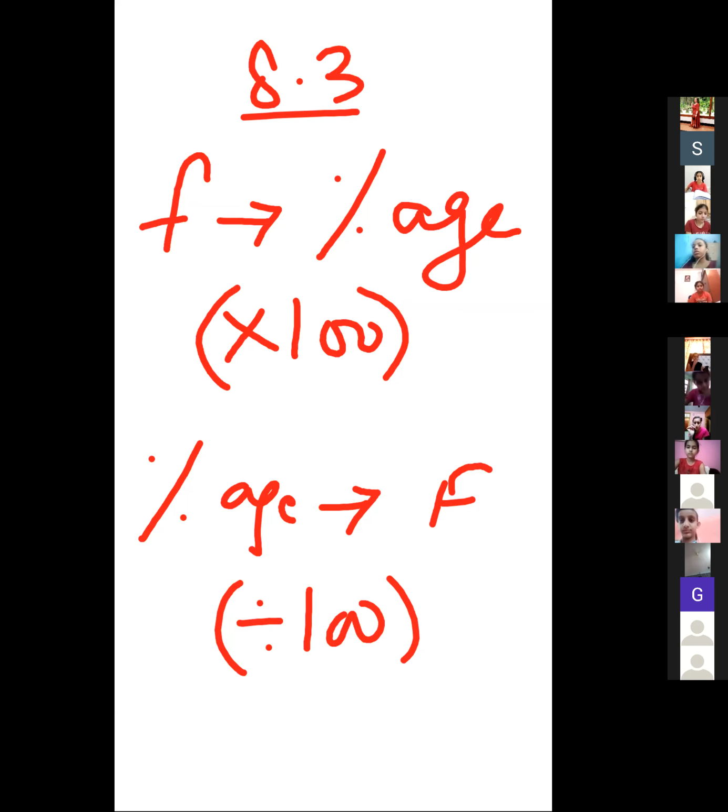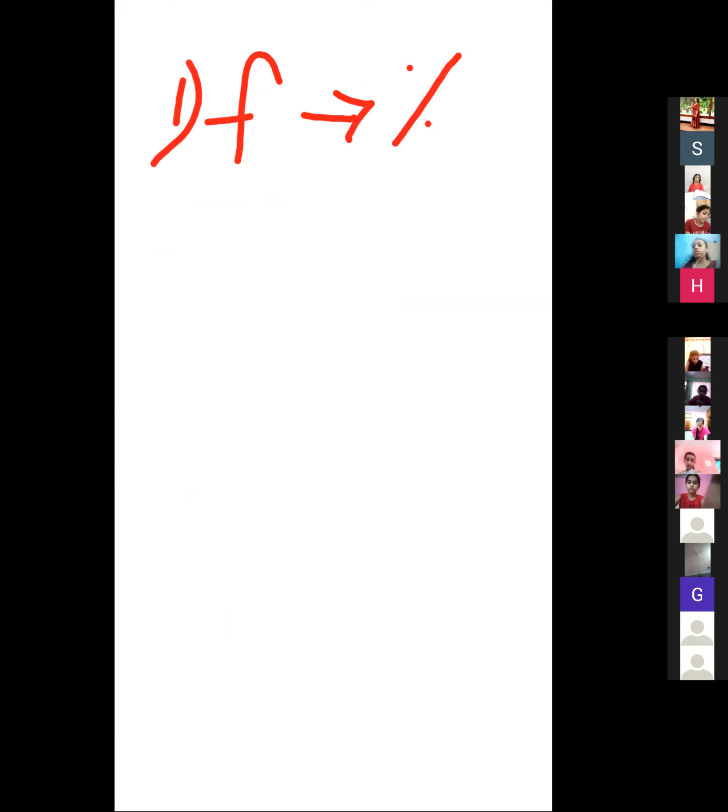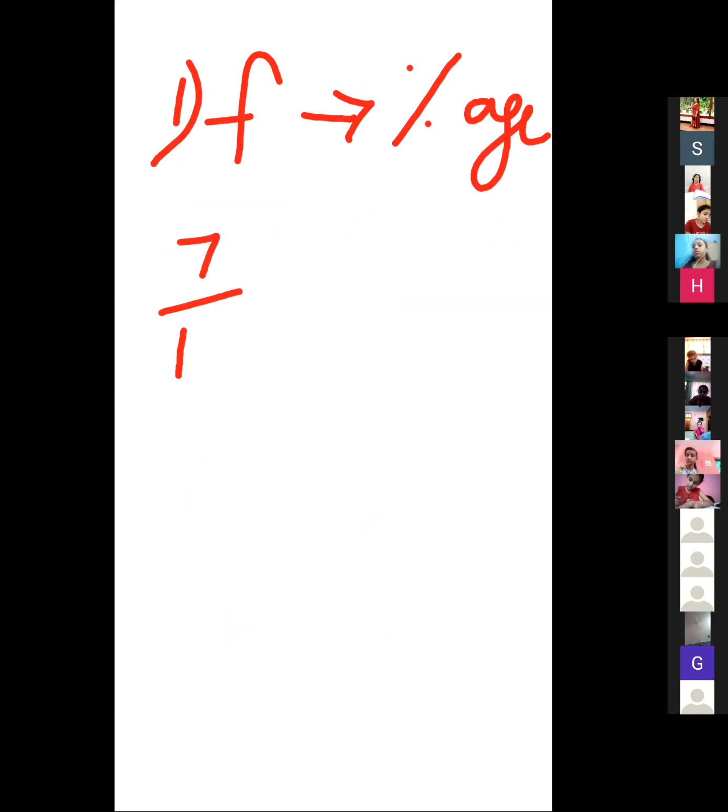Okay. Now, first question, see the first question. First is convert the following fraction into percentage. Fraction change into percentage. First question is 7 upon 10. Okay, so this is a fraction. Now, how do you change into percentage? What we have to do? We have to multiply with 100.